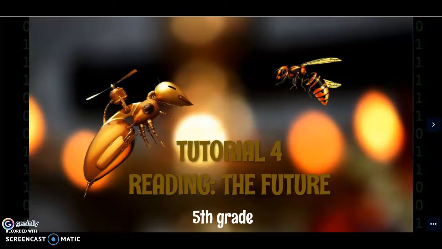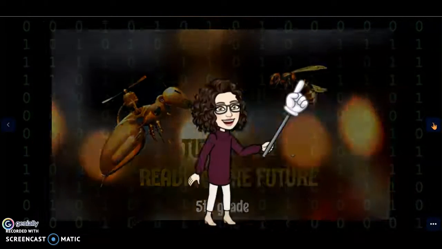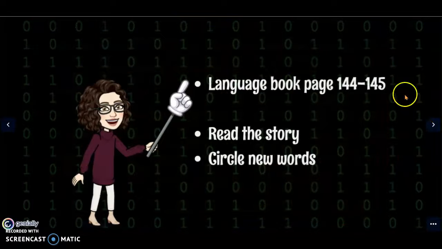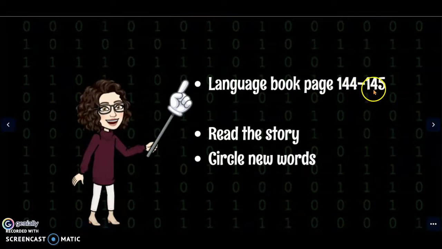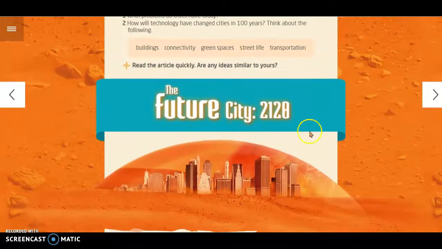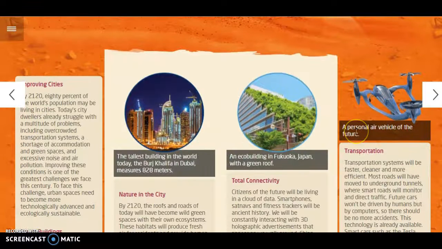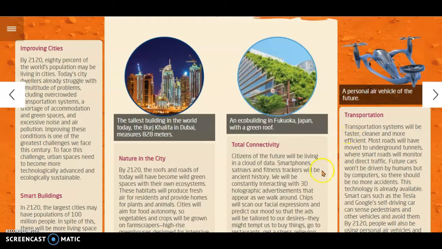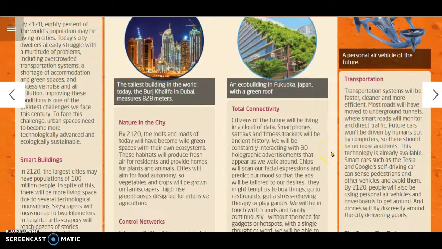Today we're going to read a story about the future city. Open your book, go to your language book on page 144 and 145. What you're going to do is read the whole story and circle the new words that you find. Okay? It's called The Future City 2120, and this is a story that will tell us about the predictions of the cities in the future.